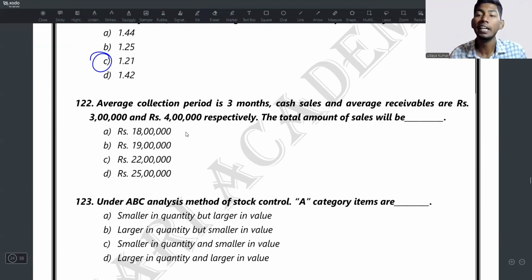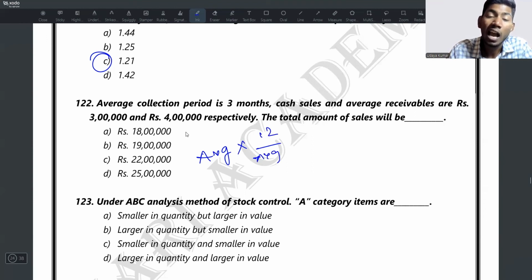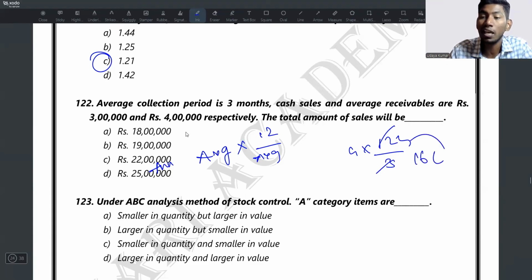Again, it's quite easy. He has given the average receivables, same formula: average receivables into 12 months divided by average collection period, which is the annual credit sales, right? Cash sales are given here as 3 lakh and average receivables 4 lakh. 4 into 12 divided by collection period 3, 4 lakhs into 4, which is nothing but 16 lakhs, the annual credit sales, plus cash sales of 3 lakh, which is 19 lakhs.